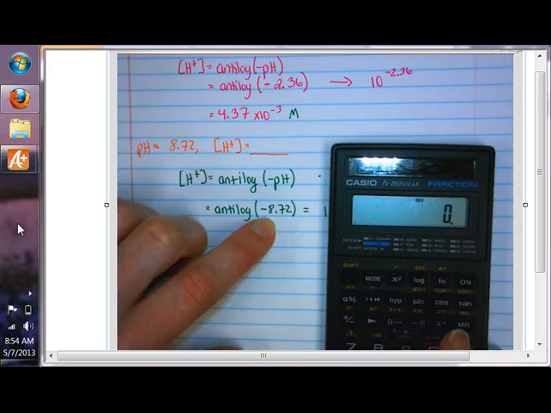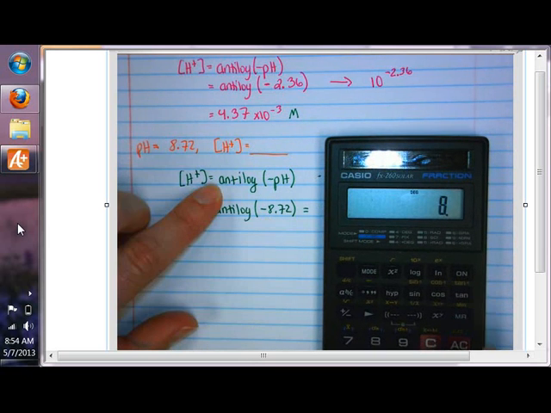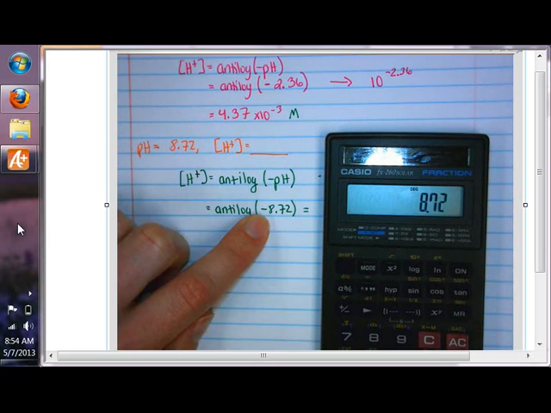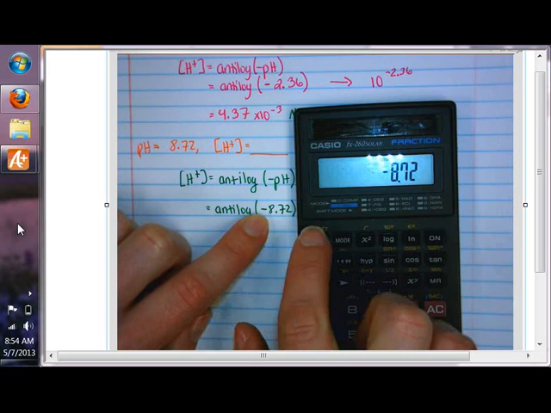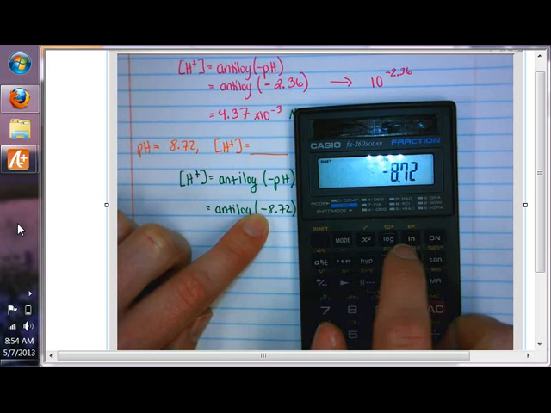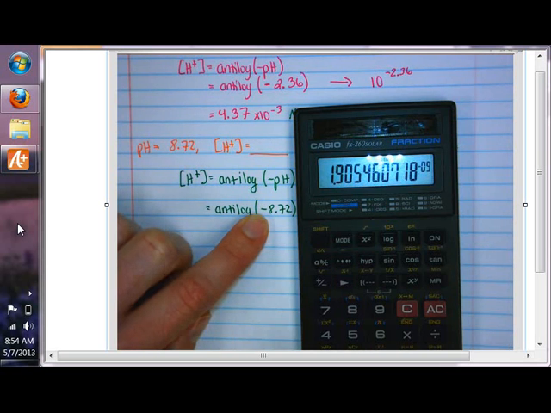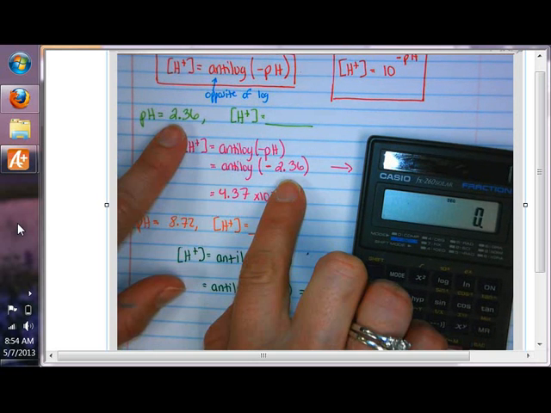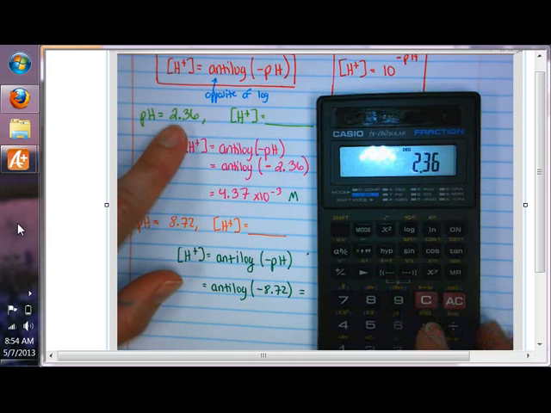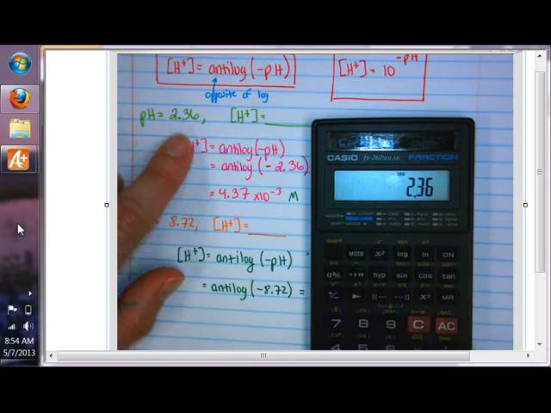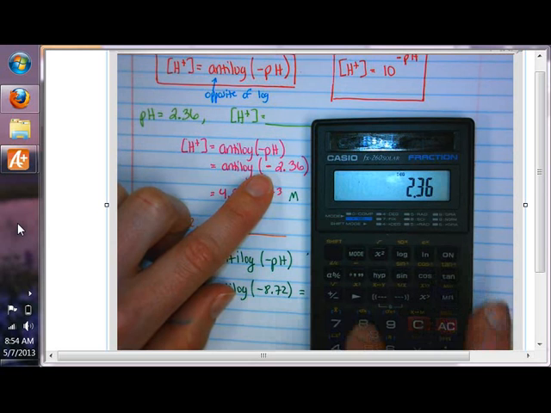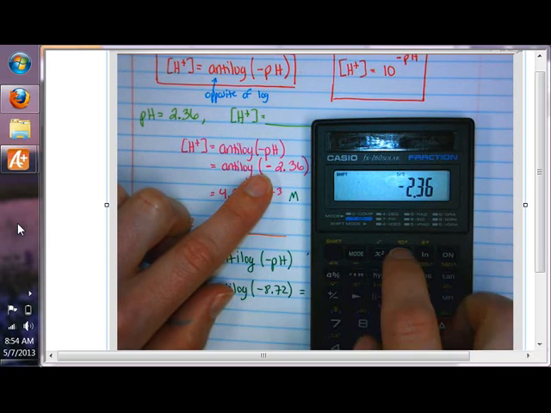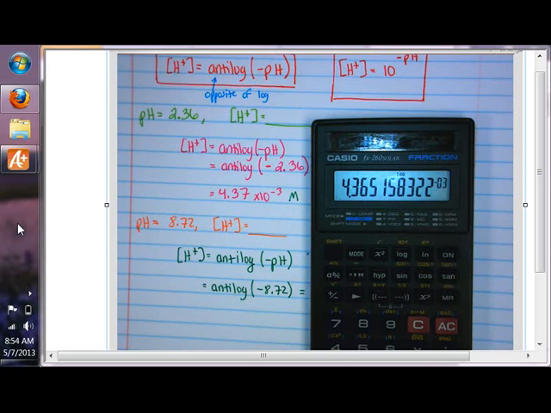Now, if you have this calculator, what you would do is you would type in the pH first, so 8.72. You'd make it a negative number, so negative, and then you would hit shift log. So you'd hit shift or second log, and you get your answer. The same thing goes for this one above. You type in your pH first, which is 2.36. You would make it negative because it is the negative pH, and then you just hit antilog, which is shift or second log, and you get your answer.